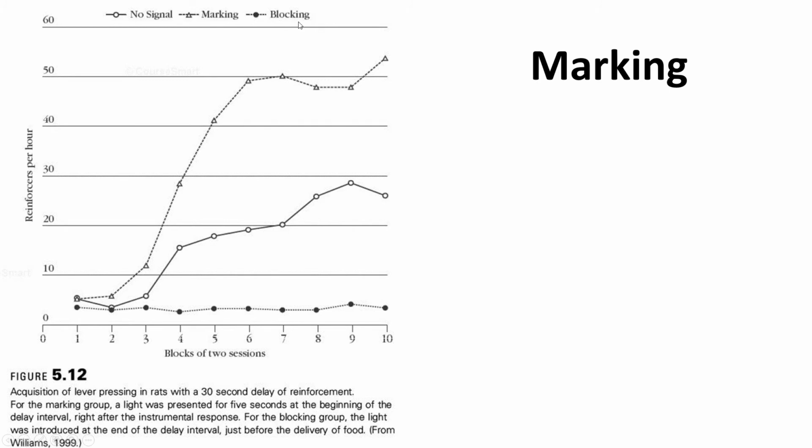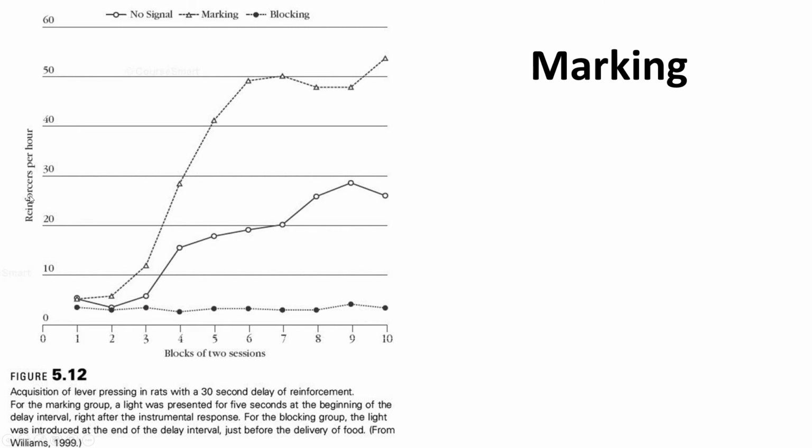And then we can have a blocking group, which would be that they press the lever, and then right before the food reinforcer was delivered, the light would turn on. So because that light happened right before they received food, and the light is much closer to the delivery of the food than the lever pressing was, it tends to interfere with them associating the lever pressing with actually getting food. Instead, they associate the food with the light, so that's why it's blocking.